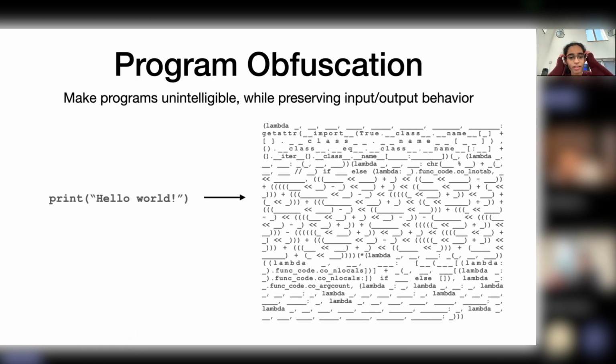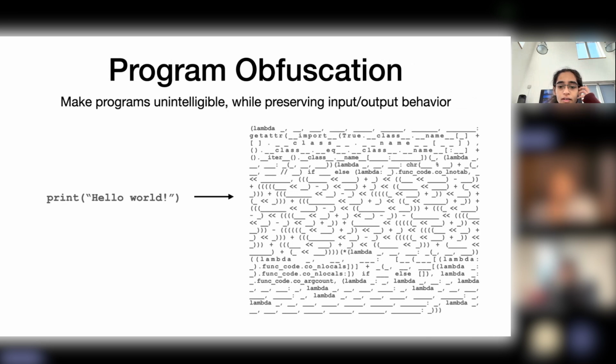Okay, so the protagonist for this talk is going to be something called program obfuscation, which is this tool in cryptography whose goal is to make programs unintelligible while preserving input-output behavior. So, on the left-hand side, there's this simple program that just prints the string "Hello World." But on the right-hand side is an equivalent program. It does the same thing, but if you're like me, you would have no idea that that's what it does. It doesn't even have the words "Hello World" written in it. So this is an interesting curiosity.